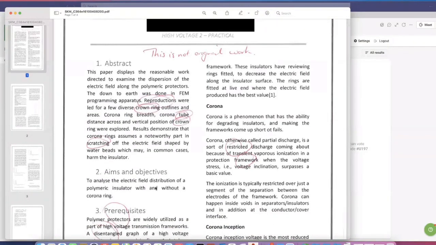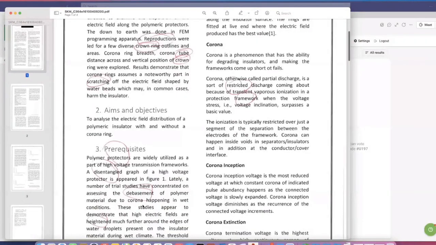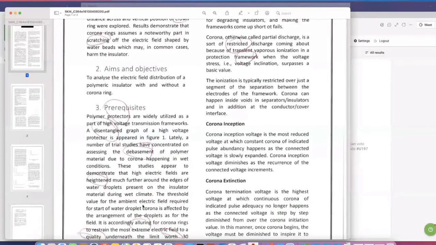"Results demonstrate that corona rings assumes a noteworthy part in scratching off the electric field shaped by water beads." Again, I have no idea what that means. There's no terminology like that in high voltage. Electric fields can't scratch off each other. "A disentangled graph of a high voltage protector." Again, I don't know what that means. Just be direct and write it yourself.